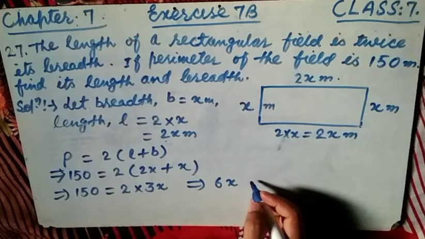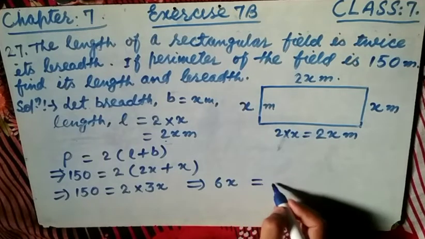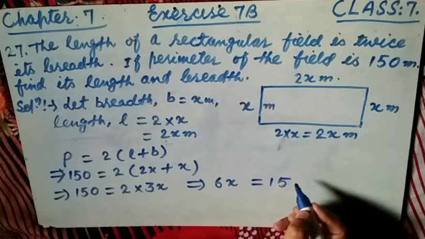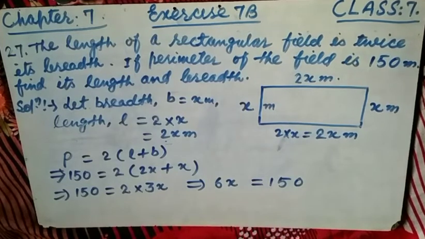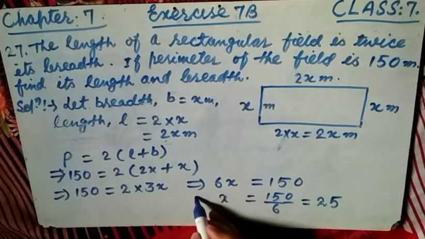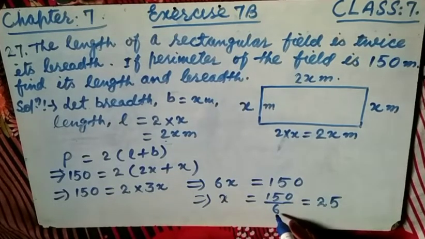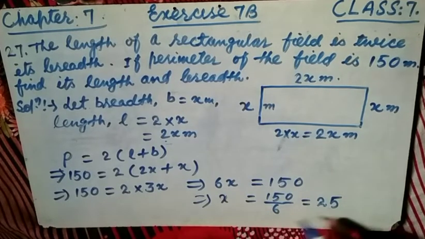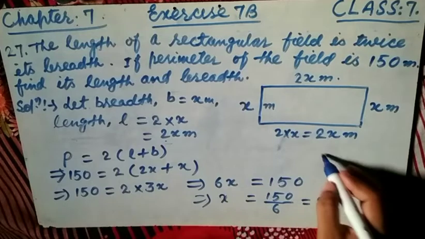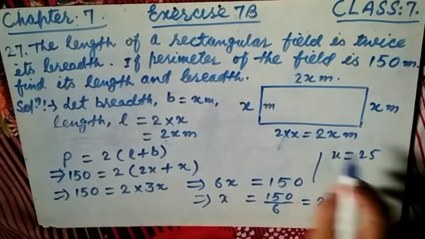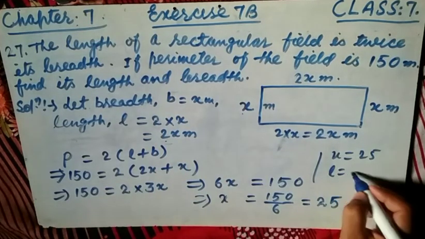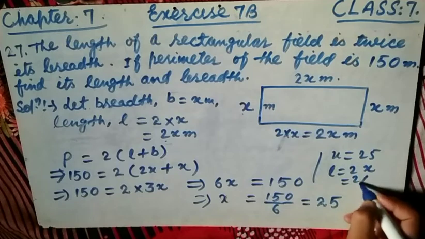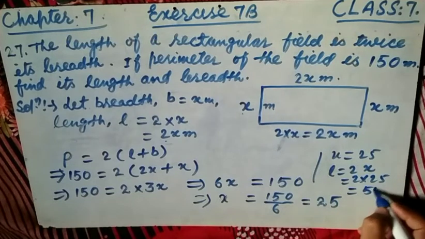And this is 150. Okay, now see friends, x is equal to 150 divided by 6. 6 twos are 12, and 6 fives are 30, means 25. Hence x is equal to 25. What about x? x is the breadth, so breadth is x, first answer. Now the length l is equal to 2 into x, so 2 multiplied by 25, this is 50 meter.